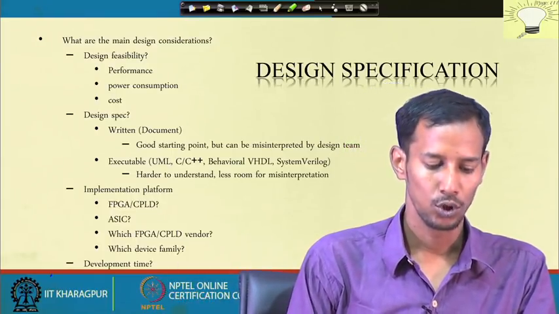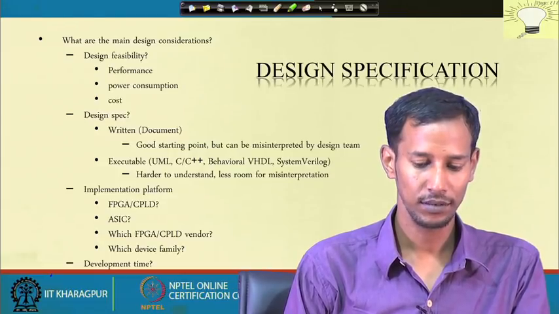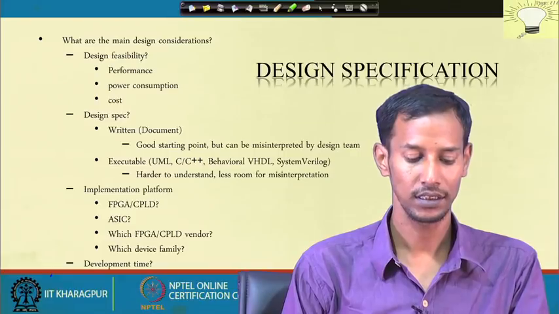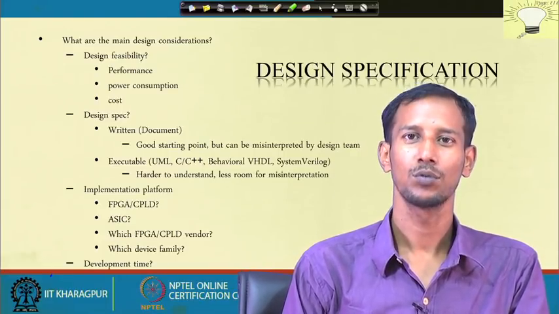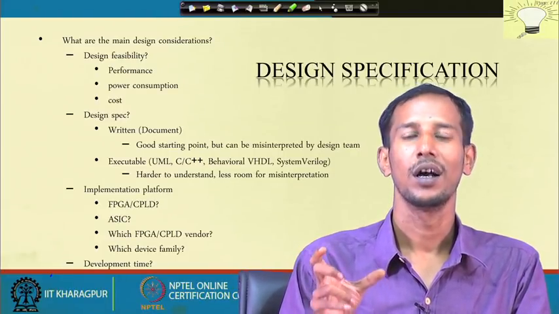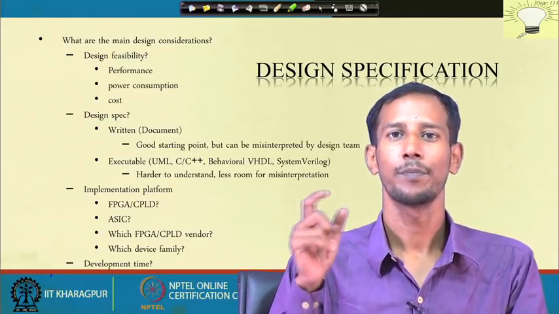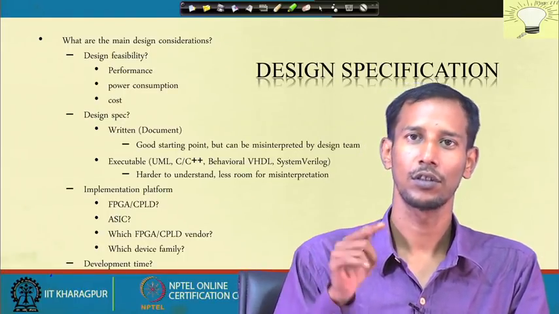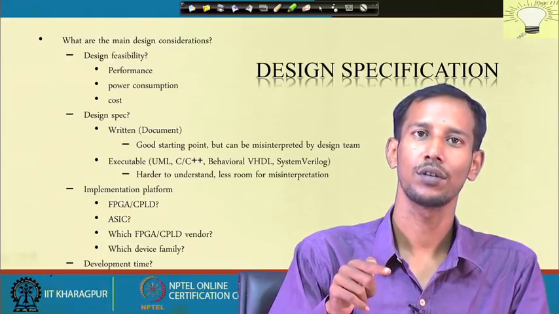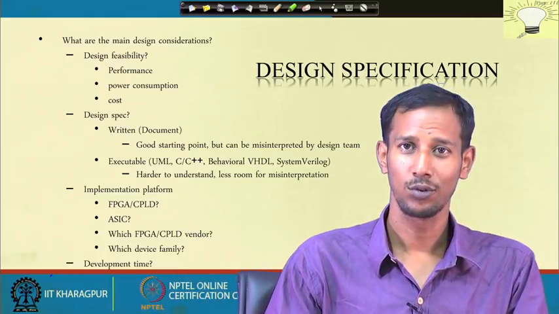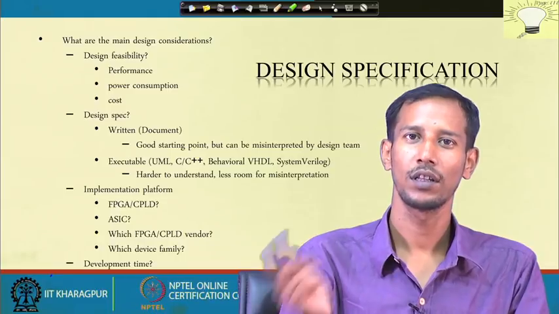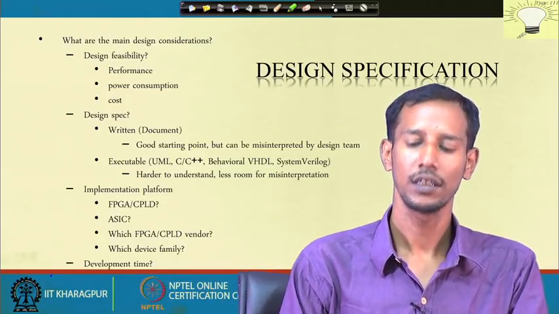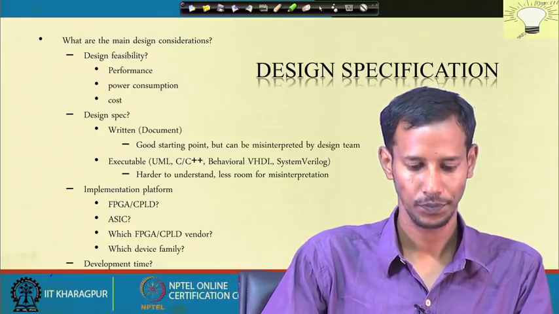Another thing covered in the design specification is the development time. That means the time for developing the corresponding system hardware. From the start of your system, from concept to reality, how much time you take will also be mentioned in the design specification.